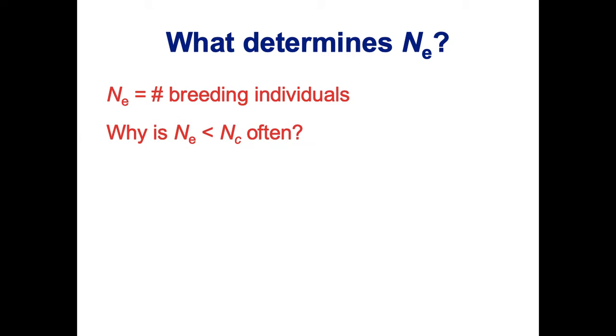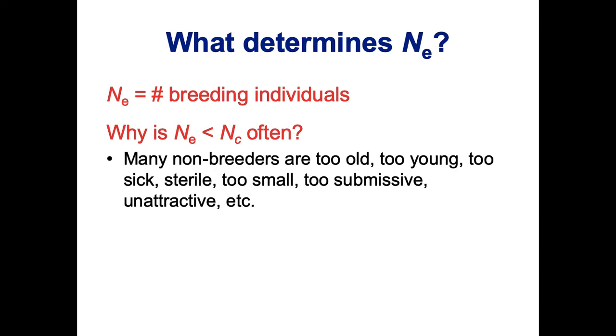So why is the effective population size less than the total population size? Sometimes there are non-breeders. They're too old, too young, too sick, sterile, too small, too submissive, or unattractive to get a mate. And all of these things can affect whether or not an individual breeds.